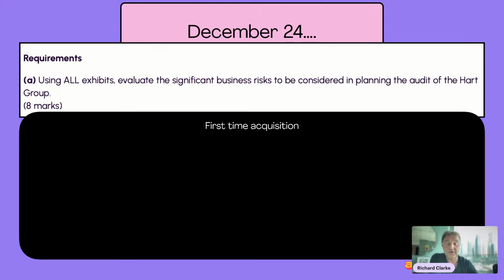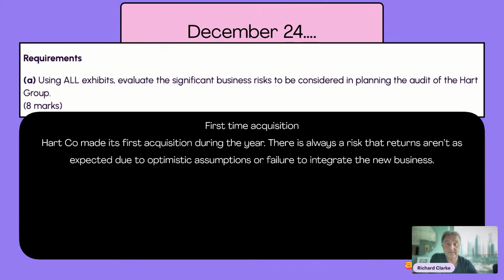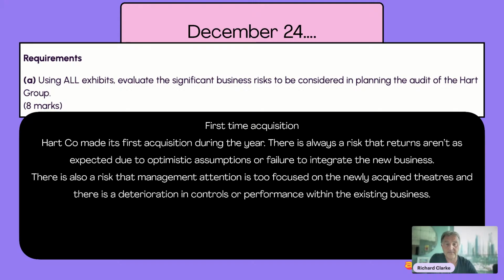I'd head it up, first time acquisition, and I say, look, they made their first acquisition during the year. There's always a risk that returns and the company aren't as expected because we were over optimistic or we didn't integrate the new business as well. Okay, is that an explanation point or an identification mark? Identification, isn't it, really? Half a mark.